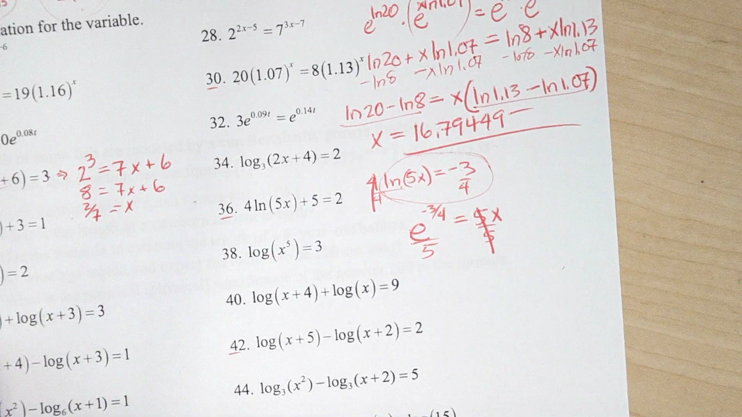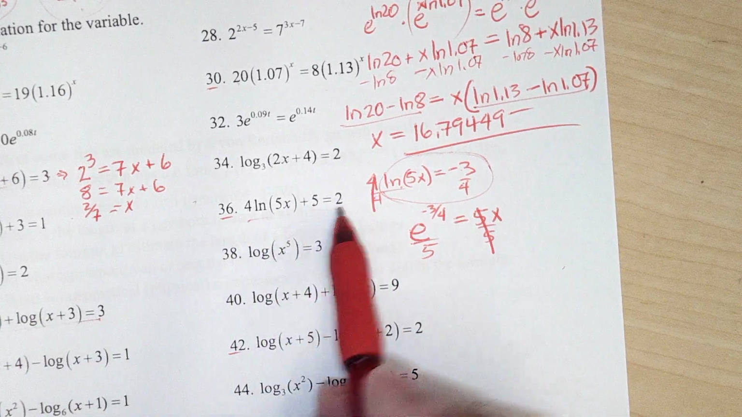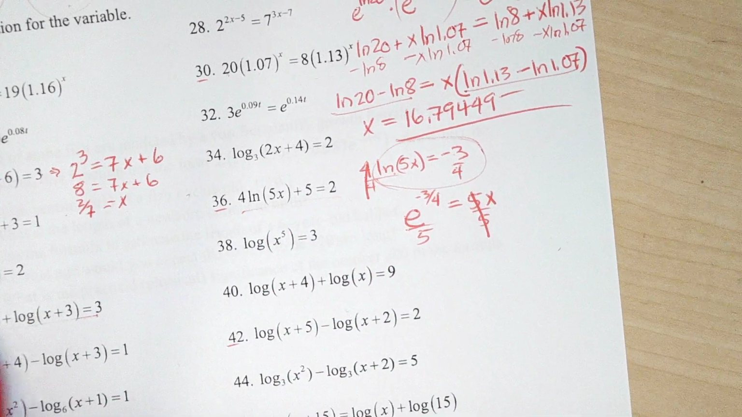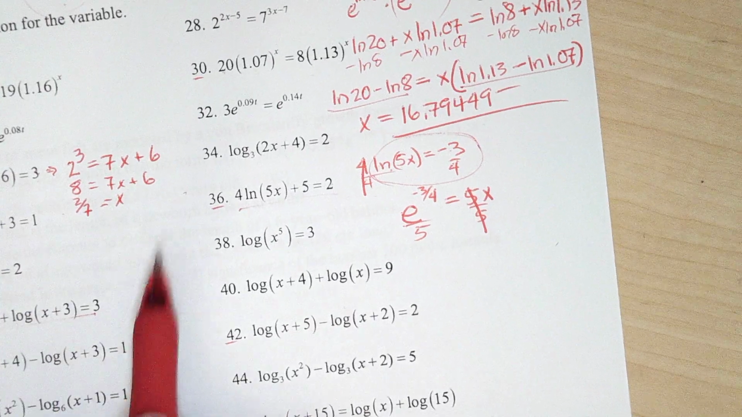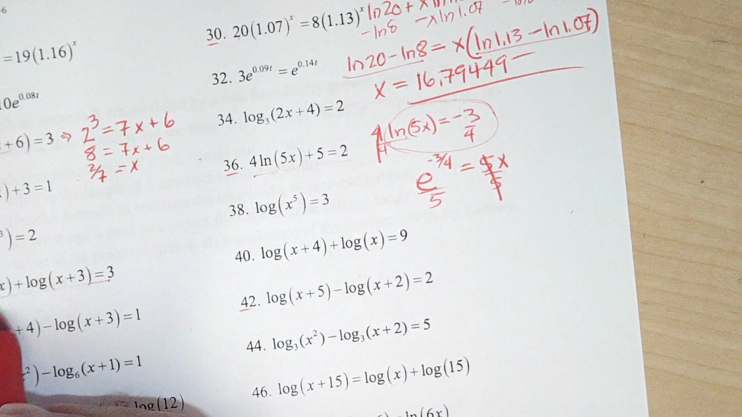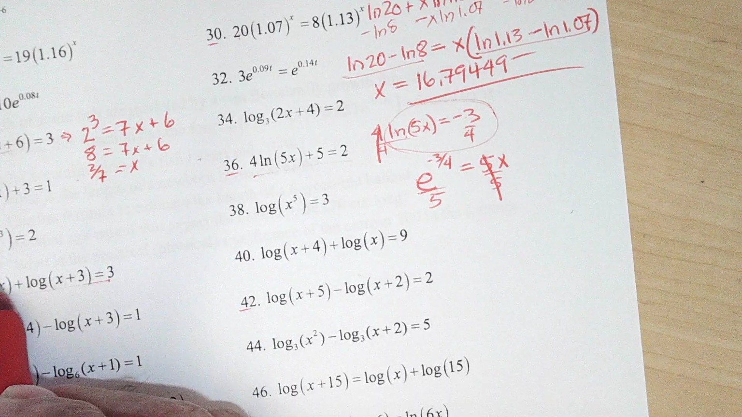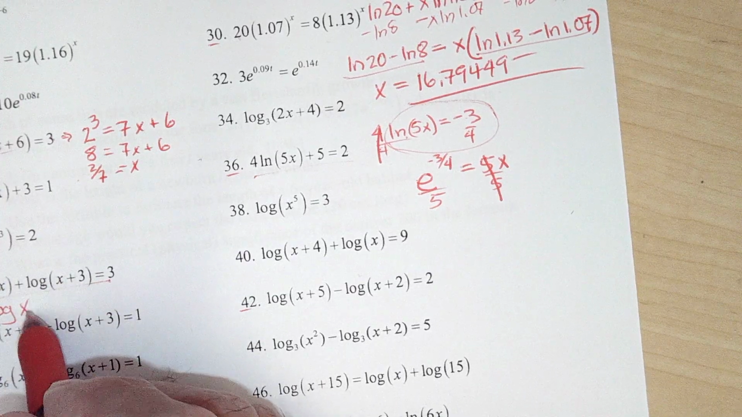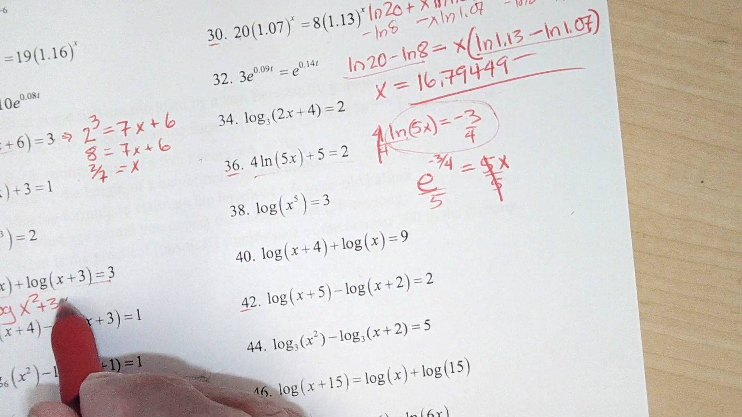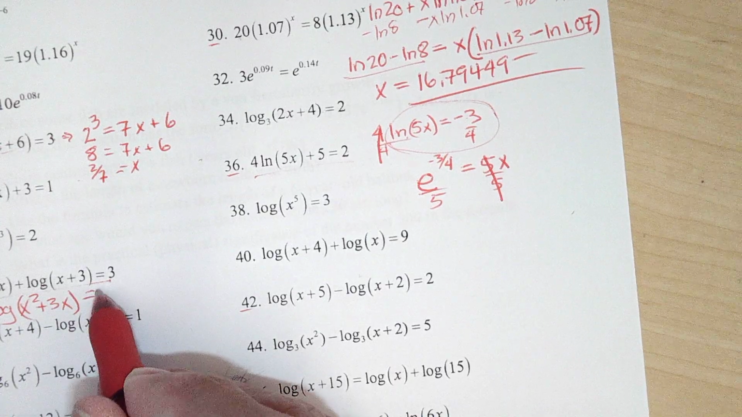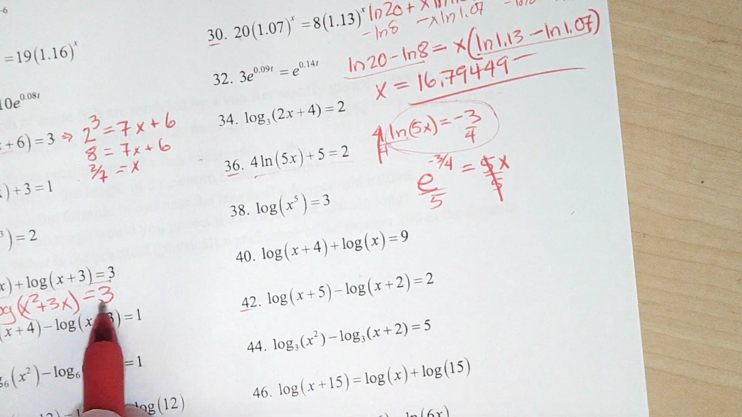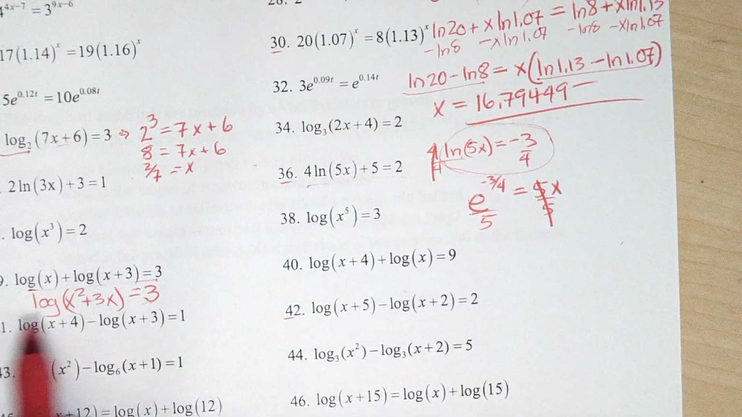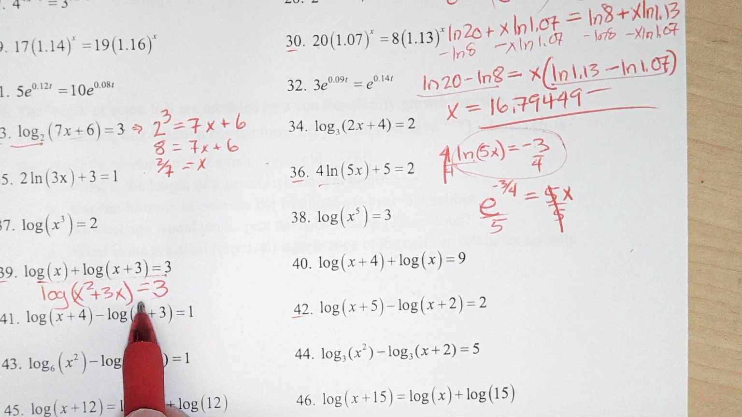39. Like we were doing here, get it to a single log. Well, we got a log plus a log, so we multiply. So we got log of x times x plus 3, x squared plus 3x equals 3. Single log expression, so we use rule number 1.